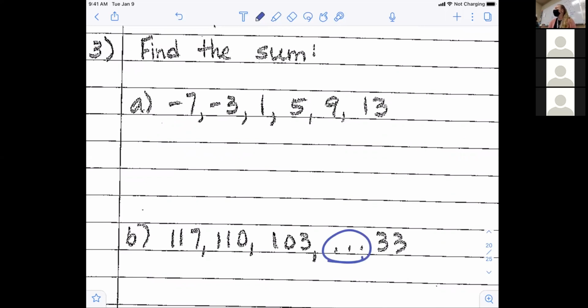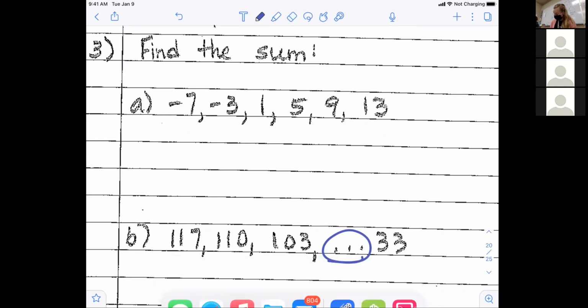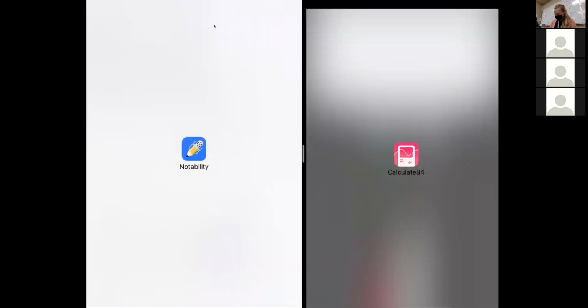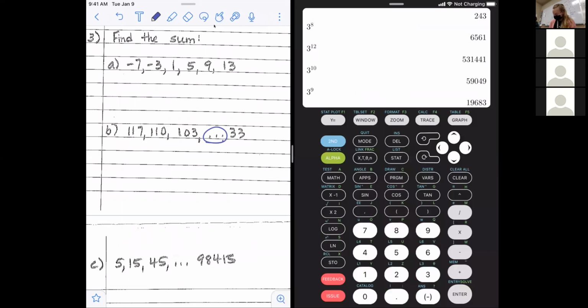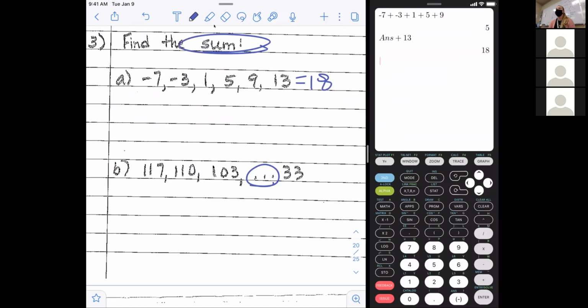One is a bootleg way if you have no idea what else to do. If it says find the sum, just add them together, right? Get my little calculator out. I'm just going to add all those numbers together. -7 plus -3 plus 1 plus 5 plus 9, plus 13. That's 18. So if you knew nothing else and you just were like, I'm going to find the sum, I'm just going to add them all together. Add them all up. Equals 18.